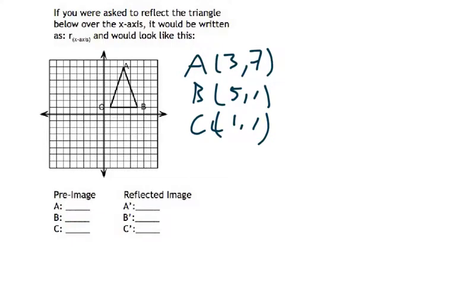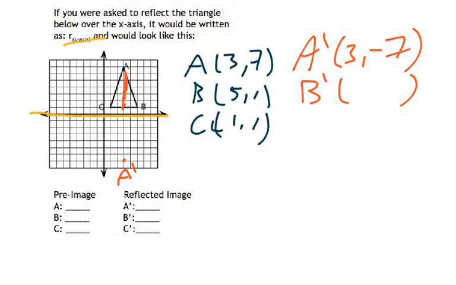Alright, so we are going to reflect this over the x-axis. So this is the x-axis. I'm going to count from the x-axis and see where each point is. A is 7 units away from the x-axis. So our new one, A prime, is going to be in the same x position, but it's going to be down 7 units because we're acting like this yellow line, the x-axis, is a mirror. And if we put the mirror right here, the A value would be right there at 3, -7.